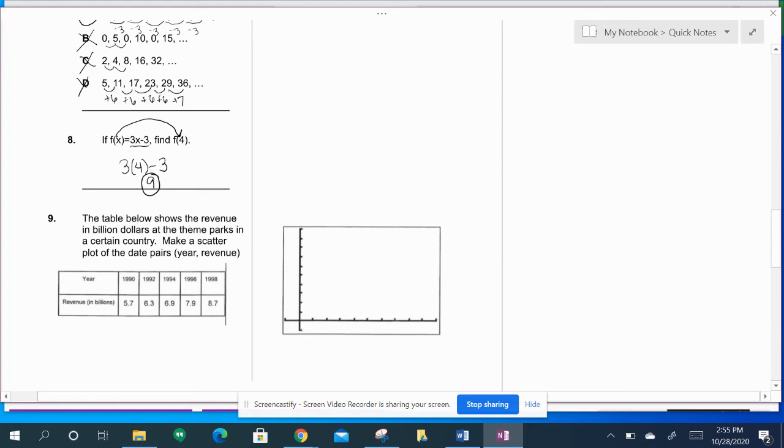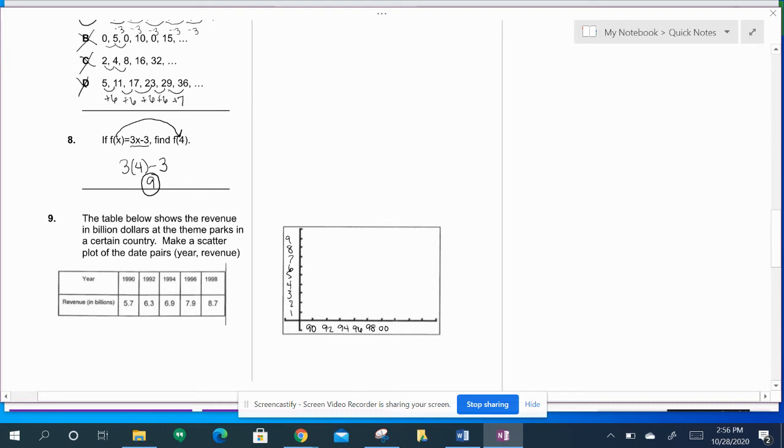Number 9 says the table below shows the revenue in billions of dollars at theme parks in a certain country. Make a scatter plot of the data, and it tells you it wants it in year, comma, revenue. So I'm going to come down here to my x-axis and label those the years. So 1990, 92, 94, 96, 98, and 2000. And then I'm going to come over here on this side and label those. It looks like I'm just going to go by ones. So 1 billion, 2 billion, 3 billion, 4 billion, 5, 6, 7, 8, and 9.